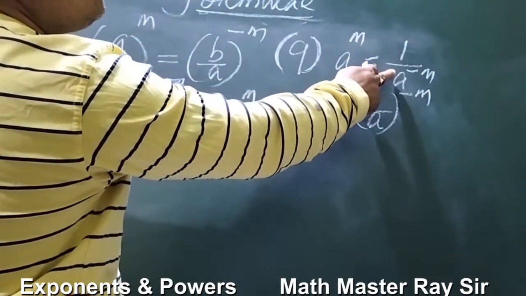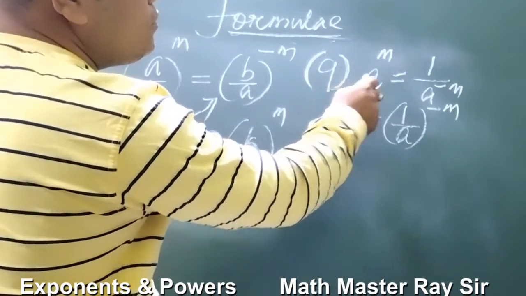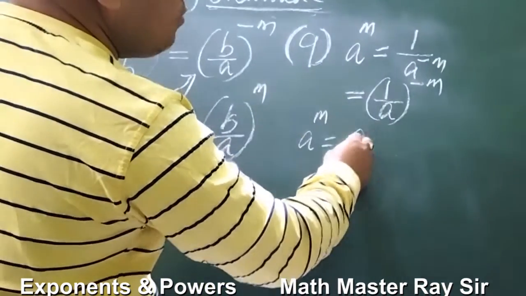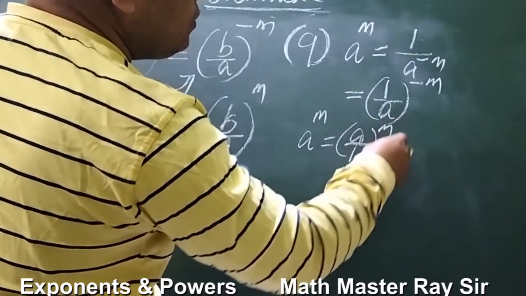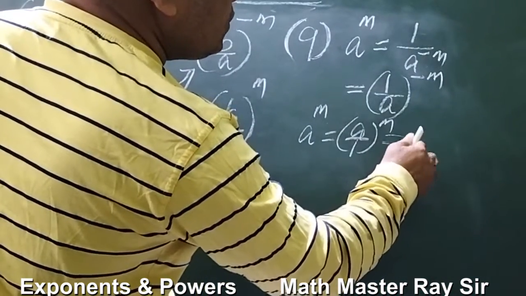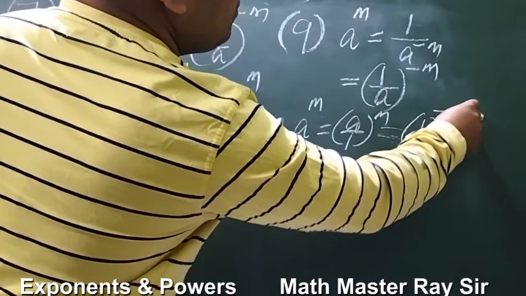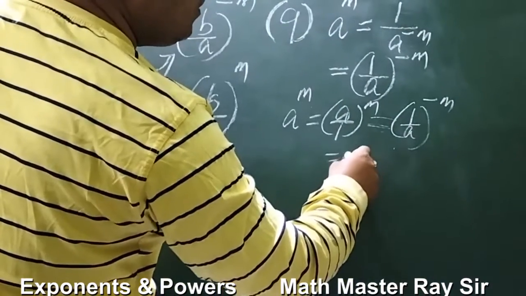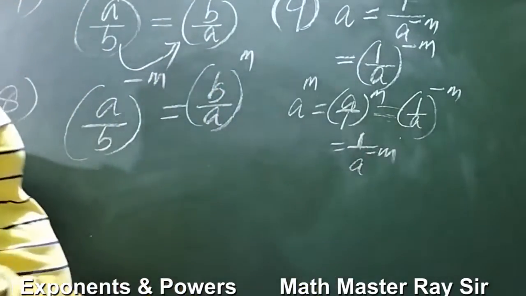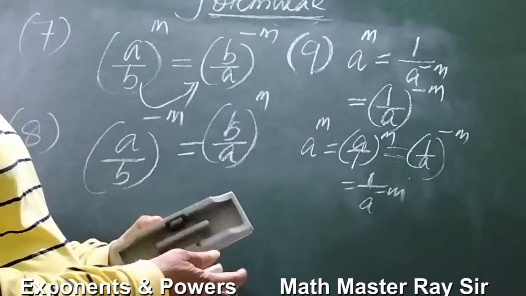This will be 1 by a to the power minus m, or simply 1 by a, reversed. This was a to the power m, meaning a by 1 to the power m, and I have just reversed that one. So 1 by a to the power minus m is also another formula. Okay, come to formula number 10.